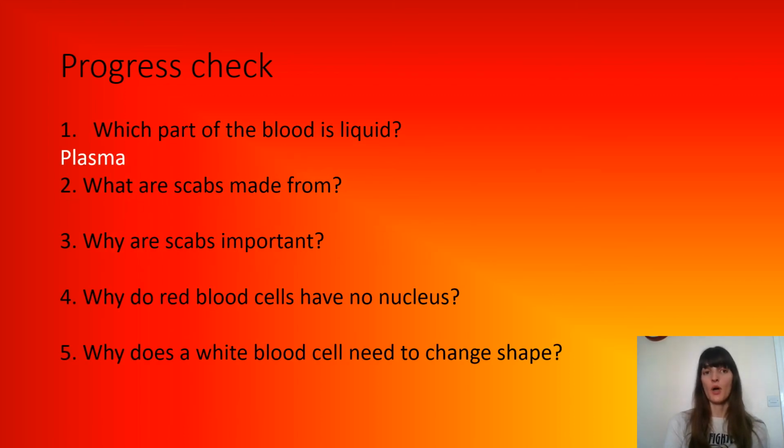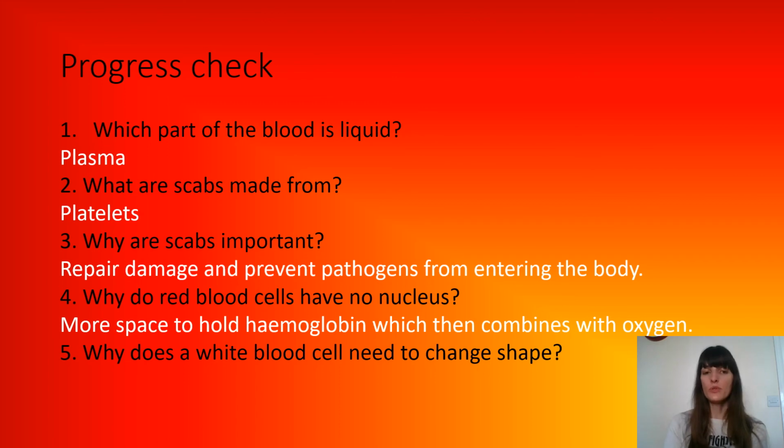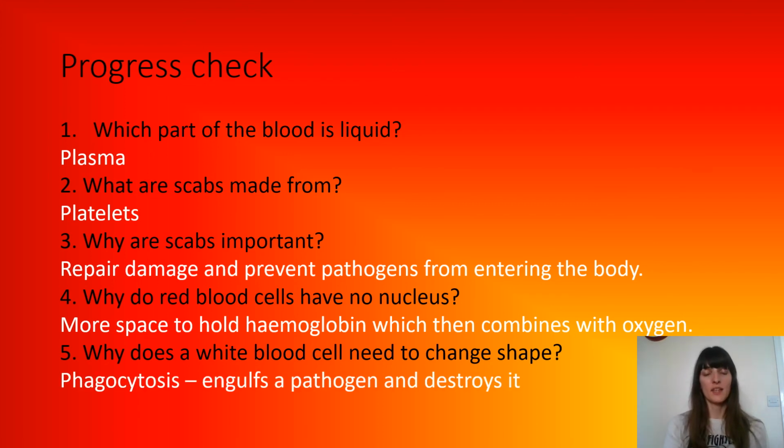Plasma is the liquid part of the blood and scabs are made of platelets. Scabs are important to repair damage and they also prevent pathogens from entering the body. The red blood cells have no nucleus because it gives them more space to hold hemoglobin, which then combines with oxygen. And a white blood cell needs to change shape for that hug of death, or phagocytosis, which is when they engulf a pathogen and destroy it with the digestive enzymes.